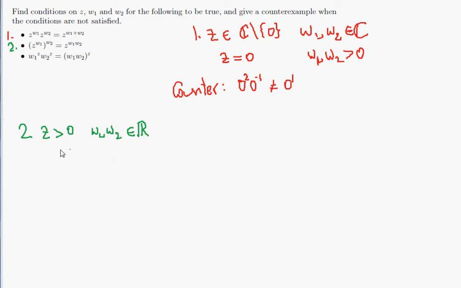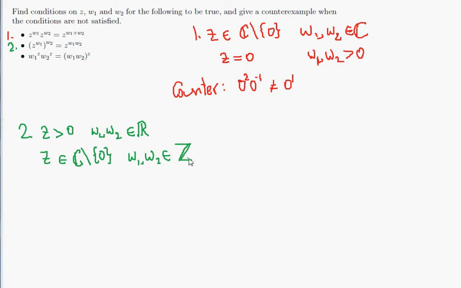And just like we also proved in class that z can be a complex number, non-zero, and this would still hold true as long as w1 and w2 are both integers. Okay, so for the first example, z greater than 0, w1 and w2 both real numbers.